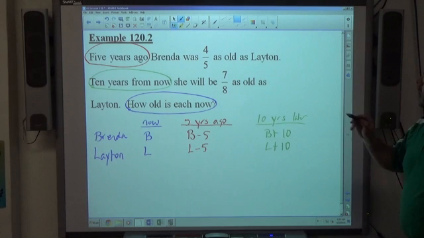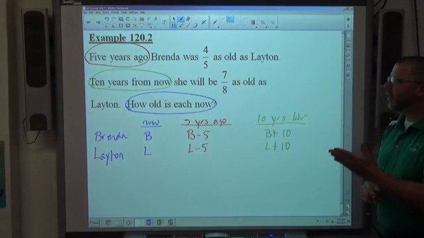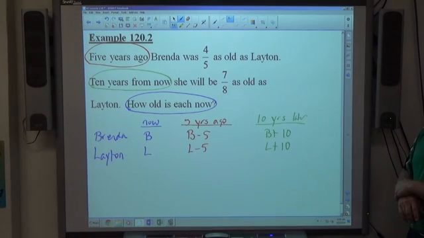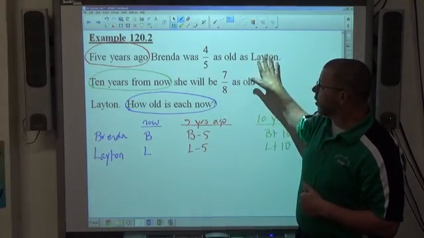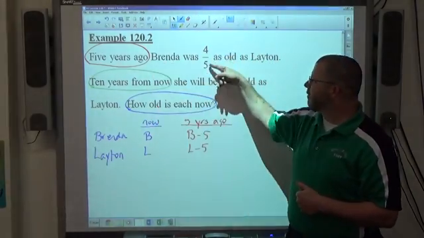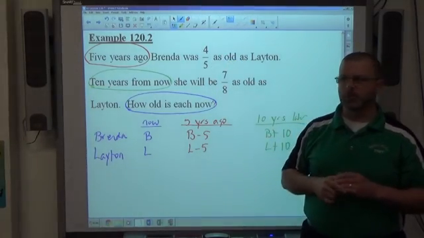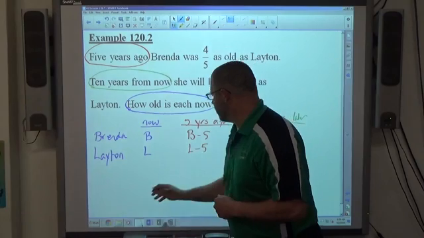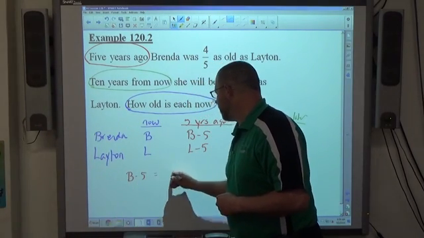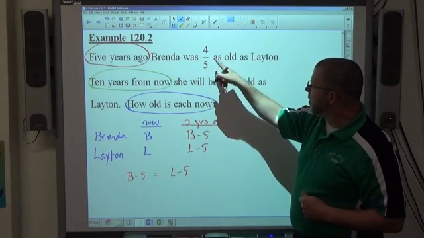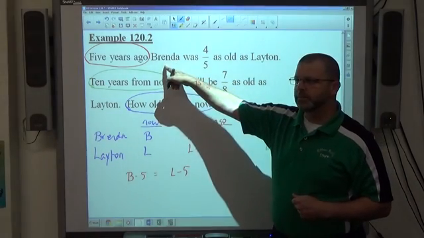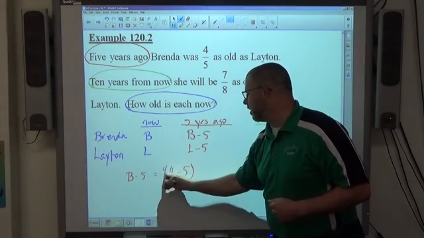All right, so if we take a look at fact number 1. Brenda was 4/5 as old as Leighton. Leighton's older, right? Brenda's 4/5 as old as Leighton. So Leighton's older, Brenda's younger. If I multiply 4/5 times the number, does it make it bigger or smaller? Smaller, right? So if I take Brenda's age 5 years ago, B minus 5, and Leighton's age 5 years ago, L minus 5, we take the number 4/5 times the bigger age to get the smaller age, right? So we're going to take 4/5 times Leighton's age to get Brenda's age.